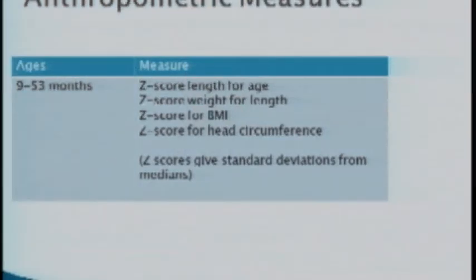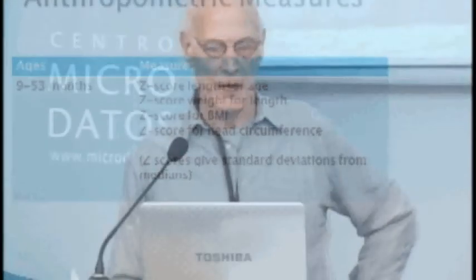For anthropometric measures, we're looking at z-scores, which, as you probably know, is the number of standard deviations below or above the reference median, with the references often being international references. So we're looking at length for age, which is thought to be a good measure of long-run nutritional status, weight for length, BMI, the body mass index, and head circumference.